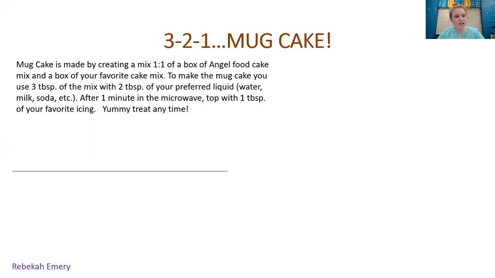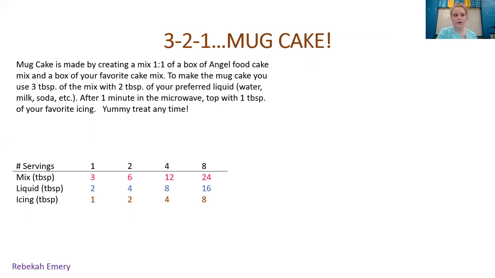So a question that I could use for mud cake for you guys would be, how can I make a graph that shows a rate of proportional change? Now, let's look at a table. If I only want 1 mud cake, I only need 3 tablespoons of mix, 2 tablespoons of liquid, and 1 tablespoon of icing. But if I want 2 mud cakes, I have to multiply all the ingredients in the basic recipe by 2. And likewise, for 4 or 8 mud cakes, I would multiply the basic ingredients by 4 or 8 to have the proper amount of ingredients.